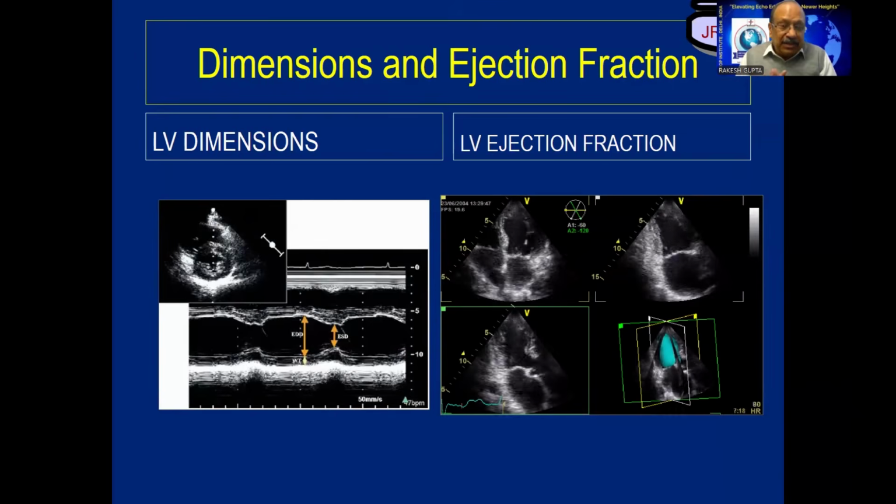Mitral aortic velocity ratios, flow reversal. What exactly we are ultimately looking at with vena contracta is again regurgitant volumes. Then the regurgitant volumes, but by direct continuity equation.